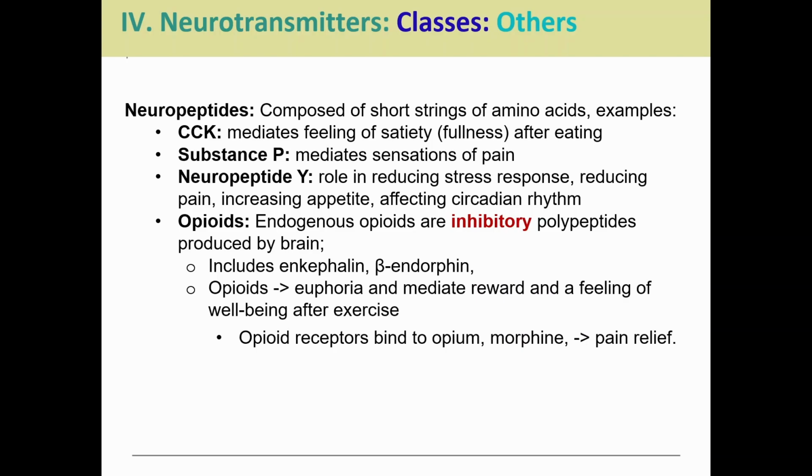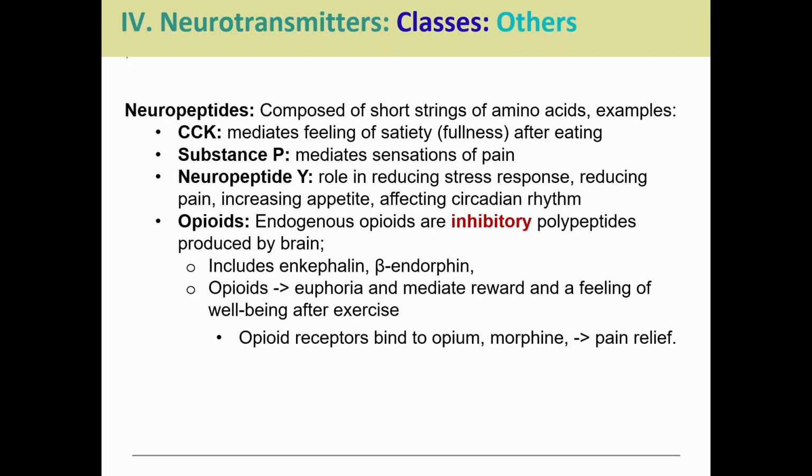And then we get to the opioids. So you do have what we call endogenous opioids, meaning they're ones you naturally produce. These are inhibitory. Here's this list. I'm not worried about you knowing a bunch of them, but the thing that we get here is that this is going to mediate reward, a feeling of well-being, euphoria. Sometimes you get this after exercise. So if you've ever heard of runner's high, that is from a release of your natural opioids in your brain.